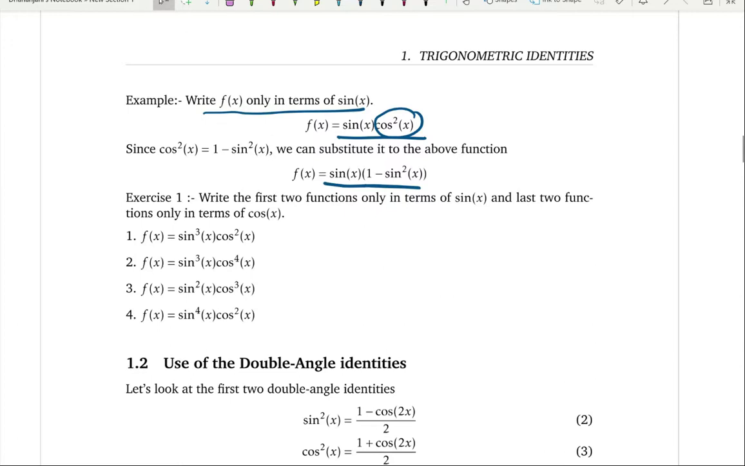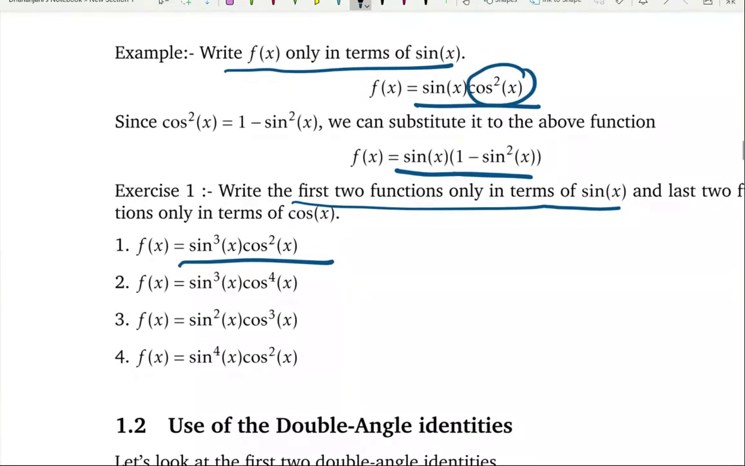All right, so let's do some exercise. Now the question says write the first two functions only in terms of sine. So let's see. The first function, we have sine cube times cosine square. Now it's easy, right? This will be sine cube x times 1 minus sine square x. I replace cosine square by 1 minus sine square. Very easy.